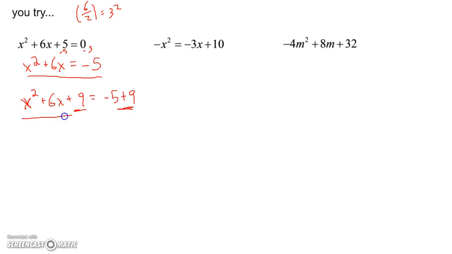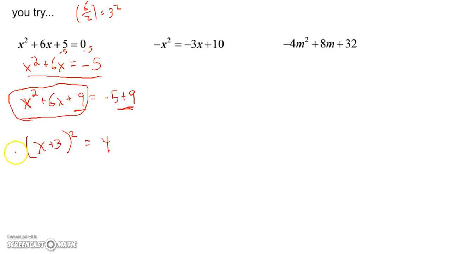Now this is a perfect square trinomial, which is the same thing as x plus 3 squared. That's the whole reason we did that. And if you're not sure, you can factor this out if you want, but that's going to be x plus 3 times x plus 3. You can check it by foiling. And then is equal to minus 5 plus 9, which is going to equal positive 4.